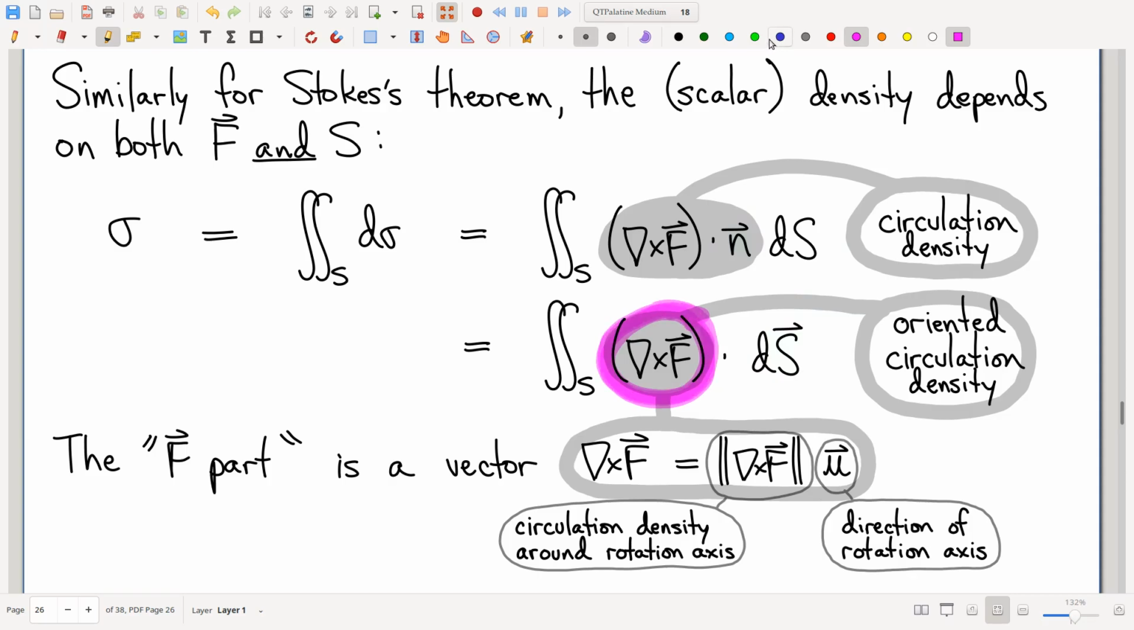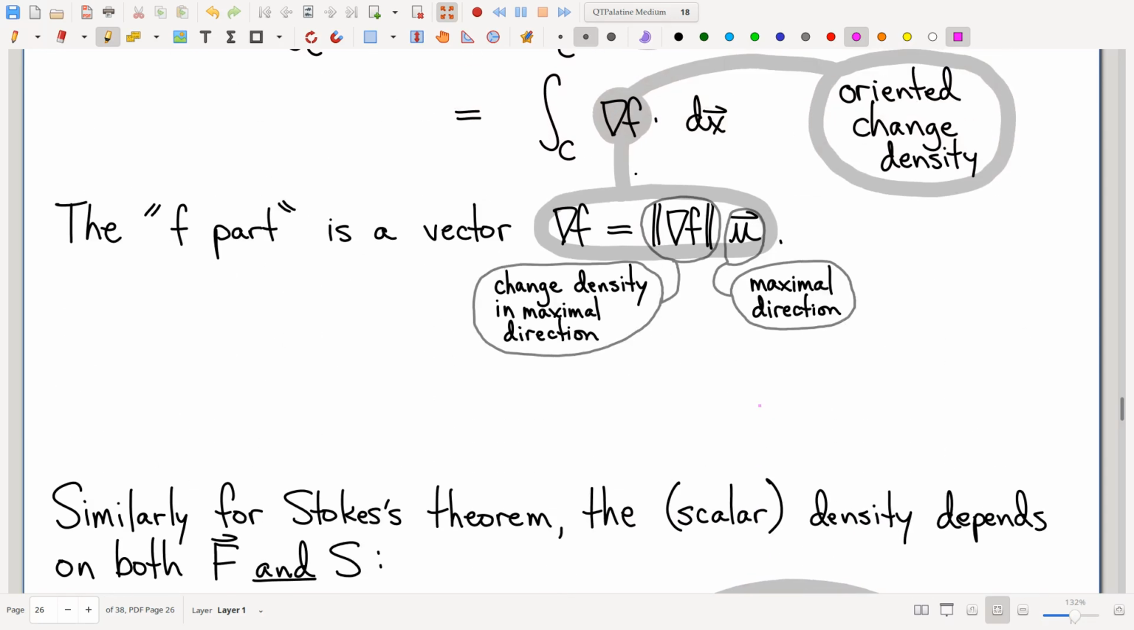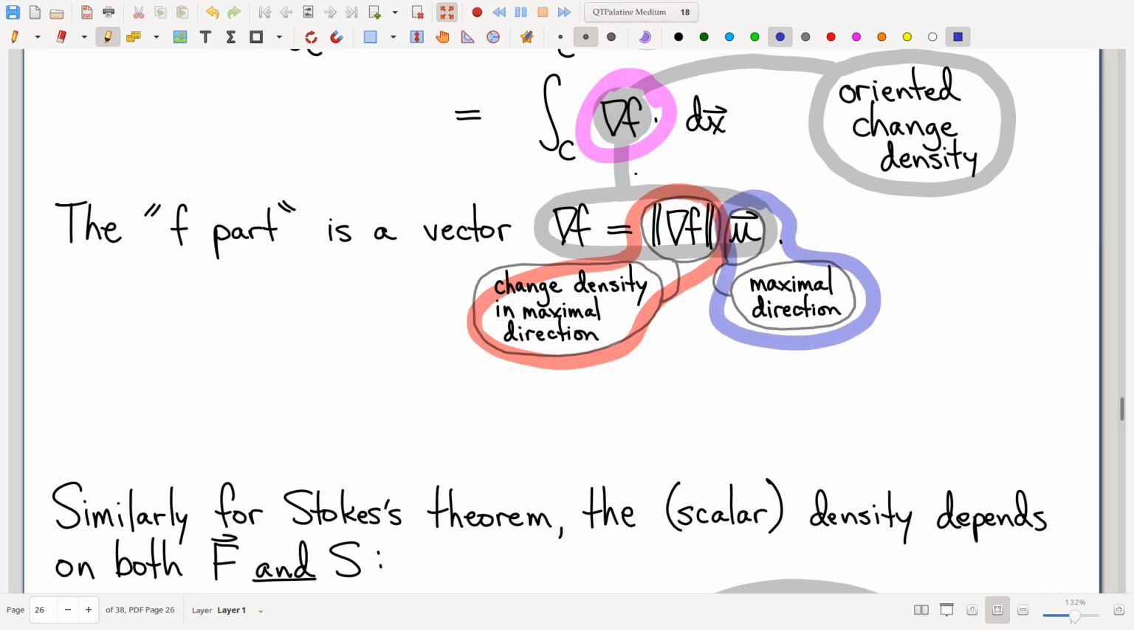This is what I multiply by oriented size to get stuff, d sigma. And so again, I'm going to want to call this an oriented density. And the quantity being circulation, this is oriented circulation density. And I know that's a lot. Okay, so it makes sense, though, in the same way that gradient does. In the same way that gradient is telling you both how much the function is changing and in what direction that change is happening.